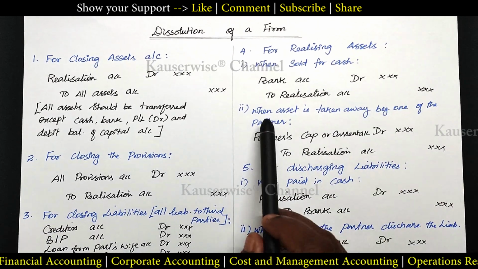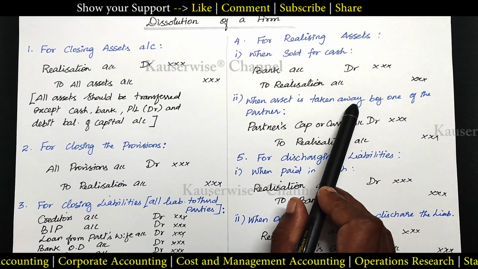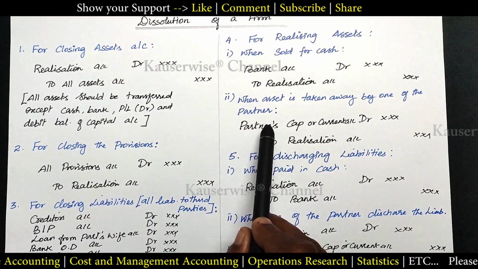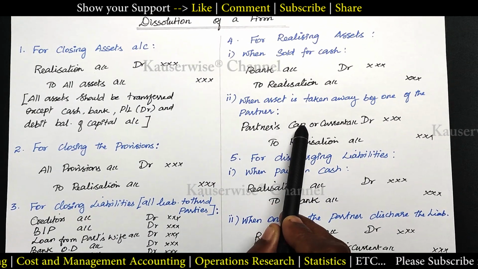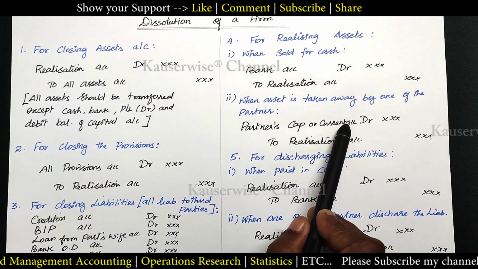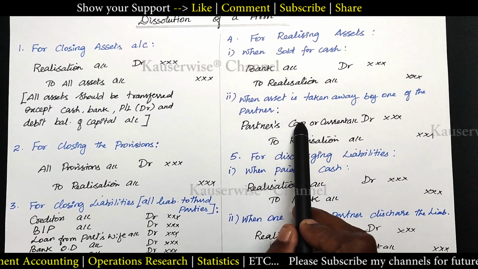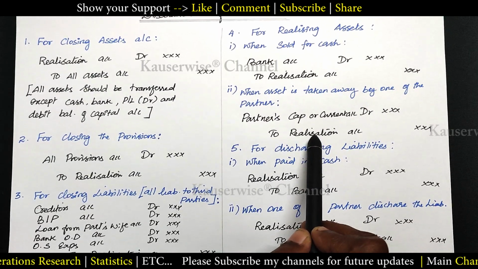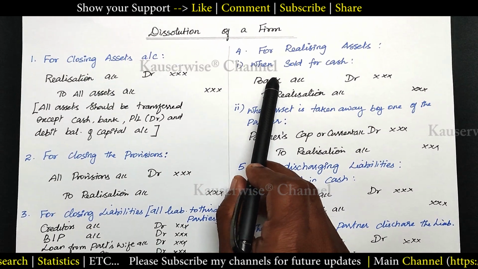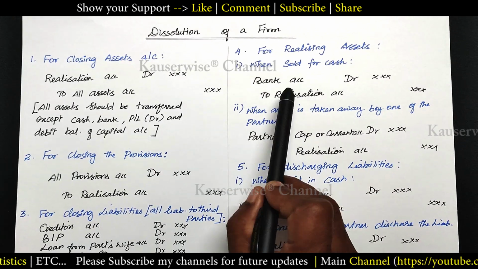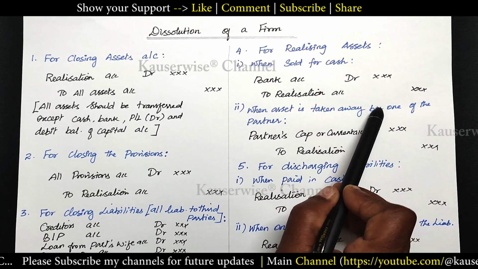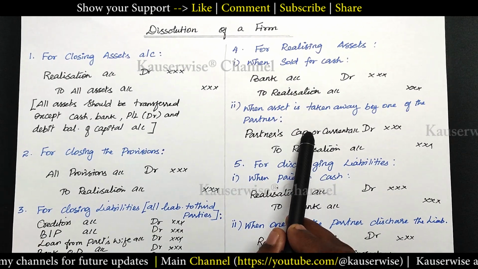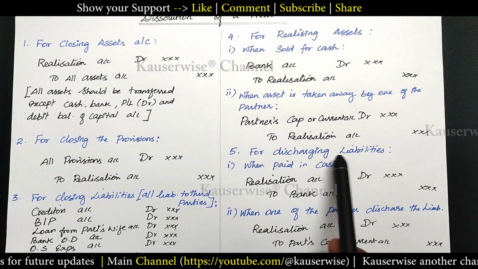The next one, when assets are taken up by any one of the partners, in that case, instead of bank, you have to enter the particular partner's capital account or current account. So entry: partner's capital account debit to realization account. If the assets are sold for cash, then this is the entry, bank to realization. If the asset is taken over by any one of the partners, in that case, instead of bank, you have to enter partner's capital. And the next one for discharging liabilities.